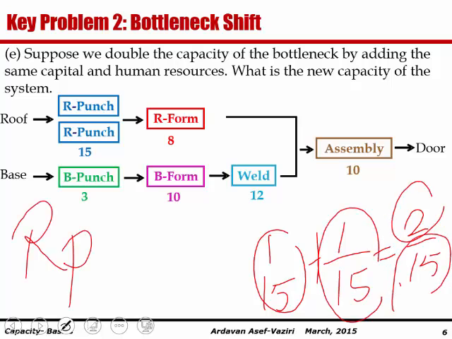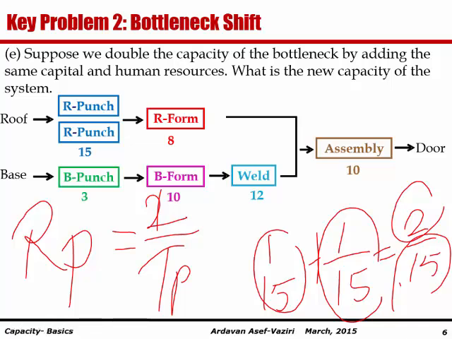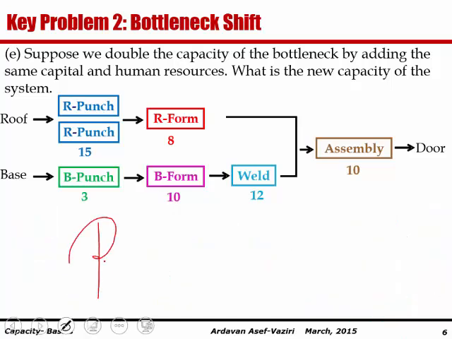If I have a single machine, RP is equal to 1 divided by TP. Now, if I have two machines, it is 2 divided by TP. If I have C machines, small c, RP is equal to C divided by TP. C is the number of resources, TP is unit load. RP is equal to C divided by TP.